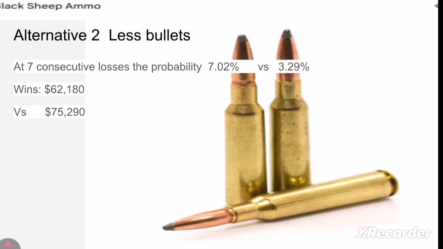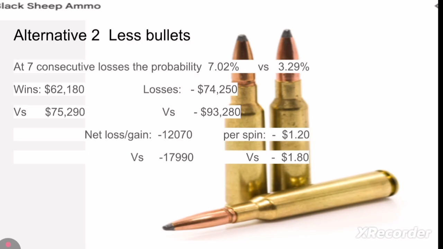Our wins certainly went down, right? Over 10 grand to 62,180. Our losses also went down though, right? To 74,000. So that's almost a $20,000 drop in our losses. So we dropped about 13,000 in our wins, but we also dropped our losses by 20,000. So an even better drop in our losses versus our wins. So our net loss is now 12,070 versus the 17,990. The cost per spin has gone down to only $1.20 versus $1.80.